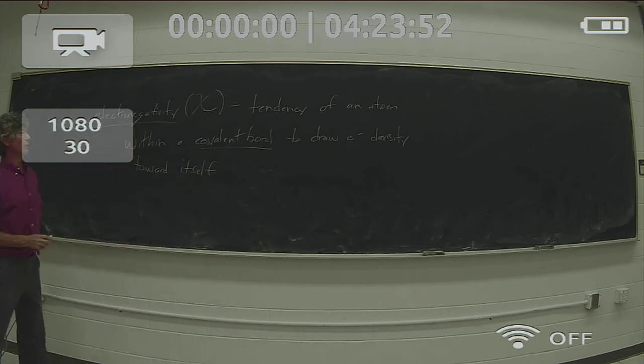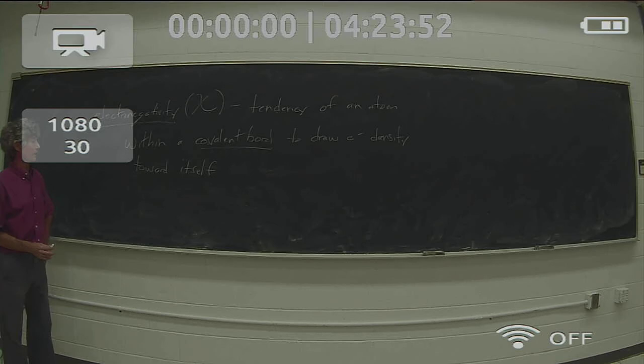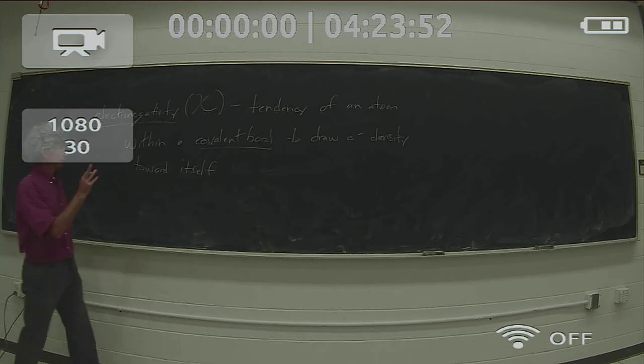So this leads to an unequal sharing of electrons, where one atom has a greater tendency to draw electron density toward itself than the other, which means that if it's sharing a pair of electrons, the one atom might have 1.2 or 1.4 electronic charges on it, and the other one would be left with only 0.8 or 0.6 electronic charges. So the electronegativity is the tendency of an atom within a covalent bond to draw electron density toward itself, and that leads to polar covalent bonds.